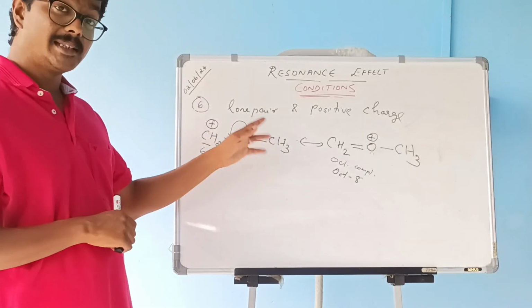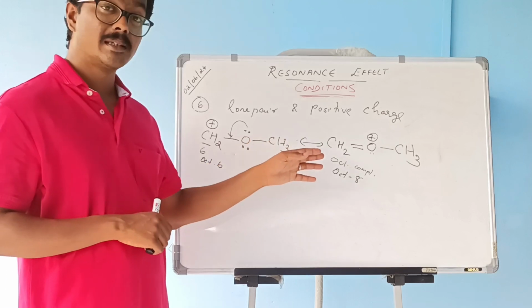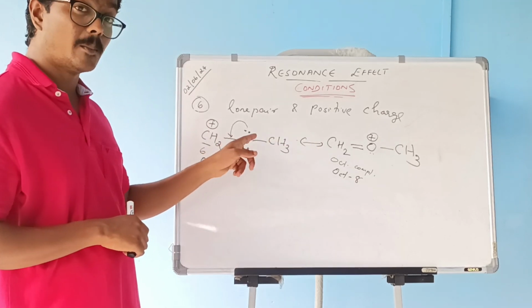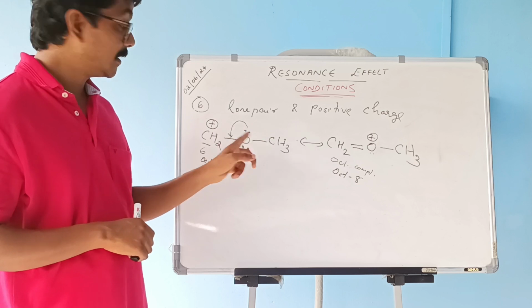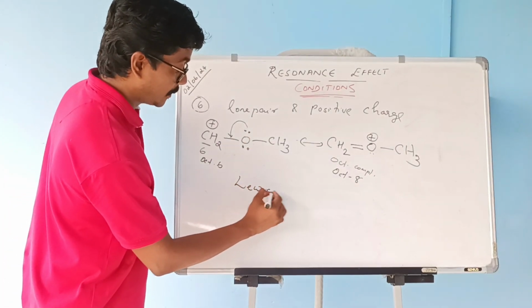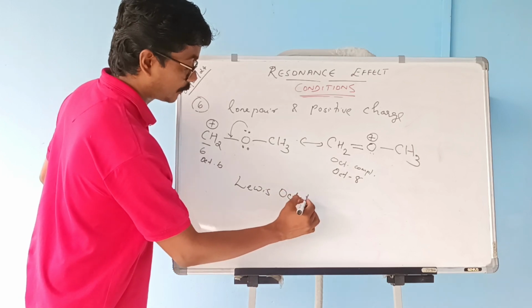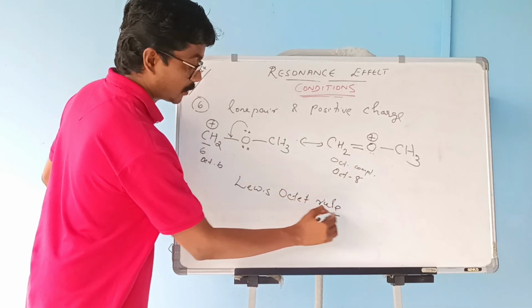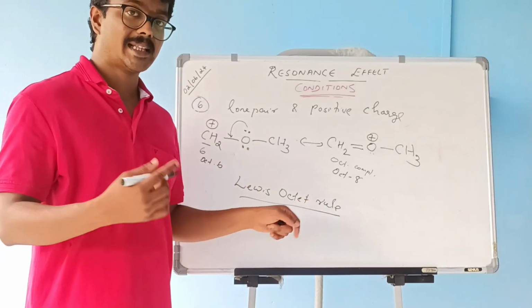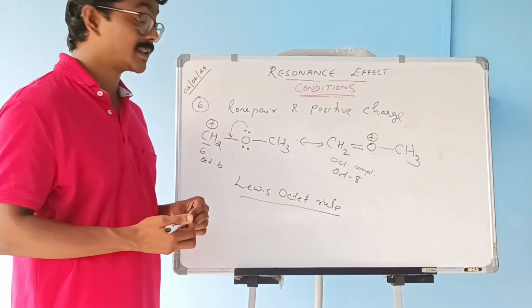So in this kind of examples, we must note whether all the atoms in that compound are obeying the Lewis octet rule. What is known as Lewis octet? We will discuss this Lewis octet rule in the next part of the resonance effect.